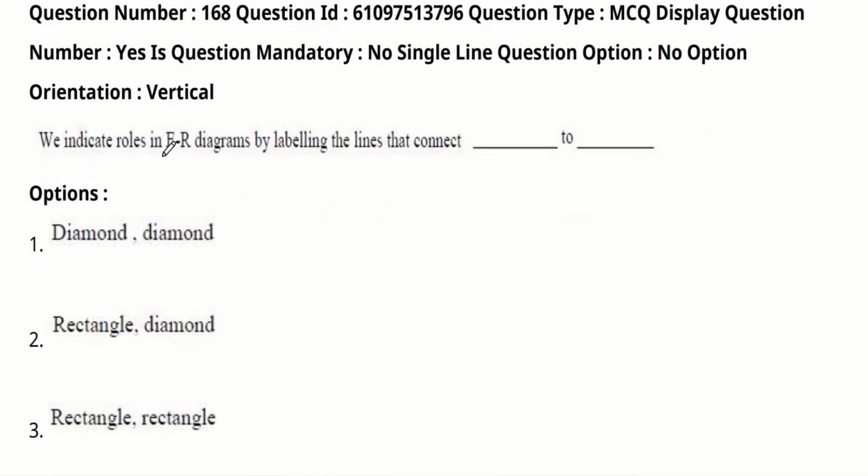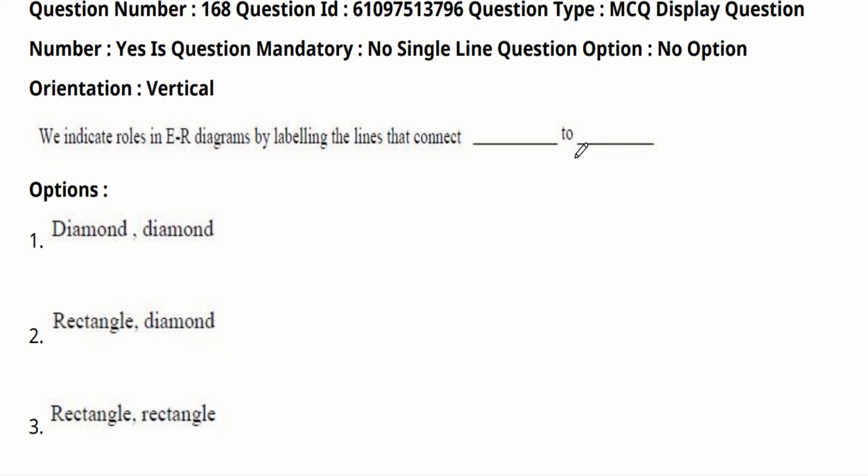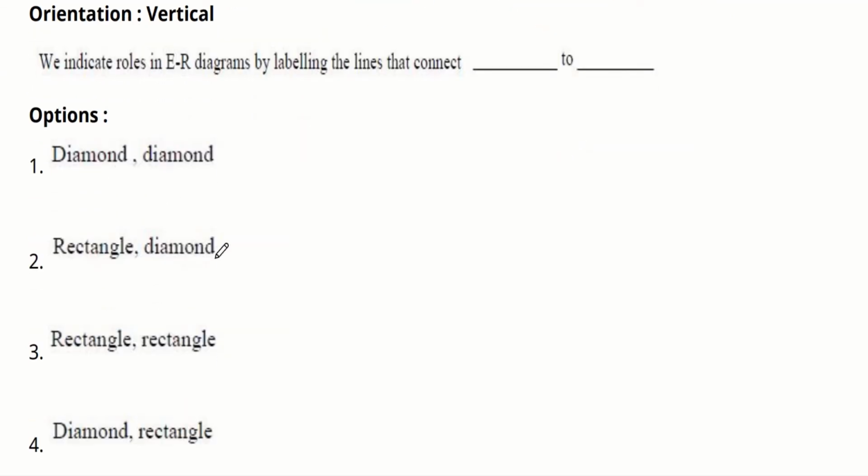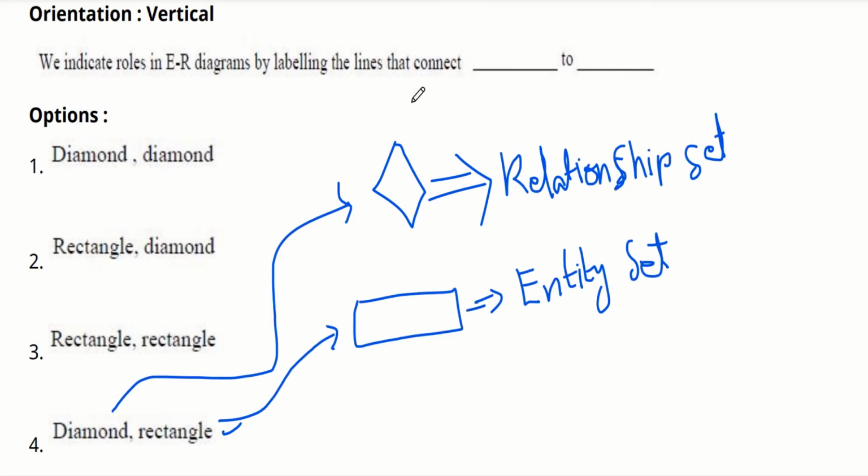We indicate roles in ER diagrams by labeling the lines that connect dash to dash. The options are diamond-diamond, rectangle-rectangle, diamond-rectangle. The correct answer is diamond and rectangle, because diamond represents the relationship set and rectangle refers to the entity set.